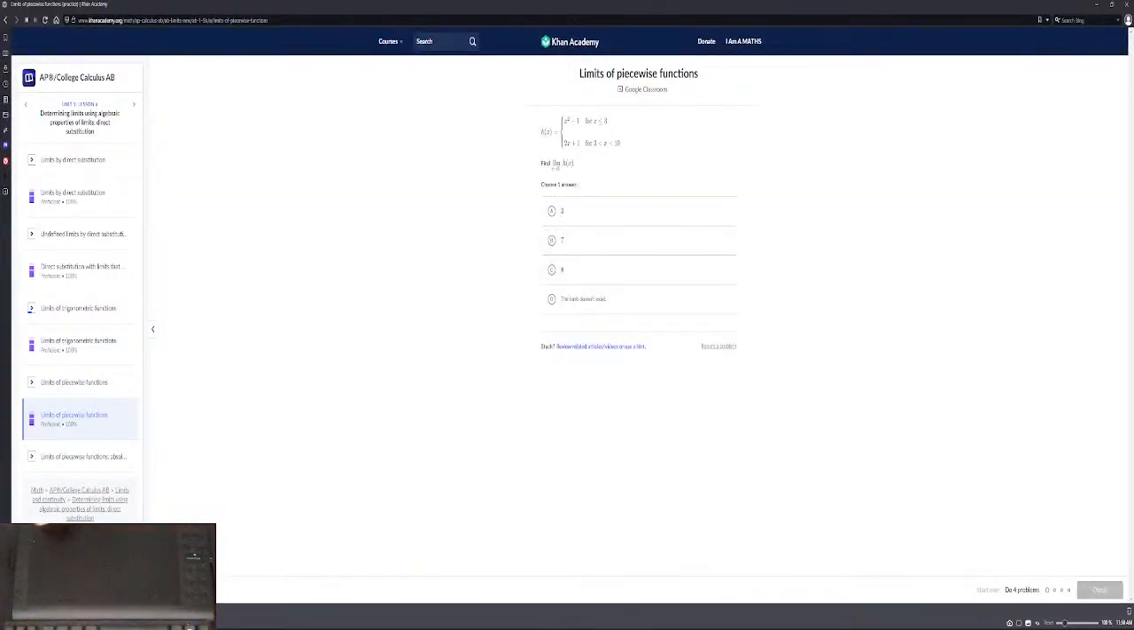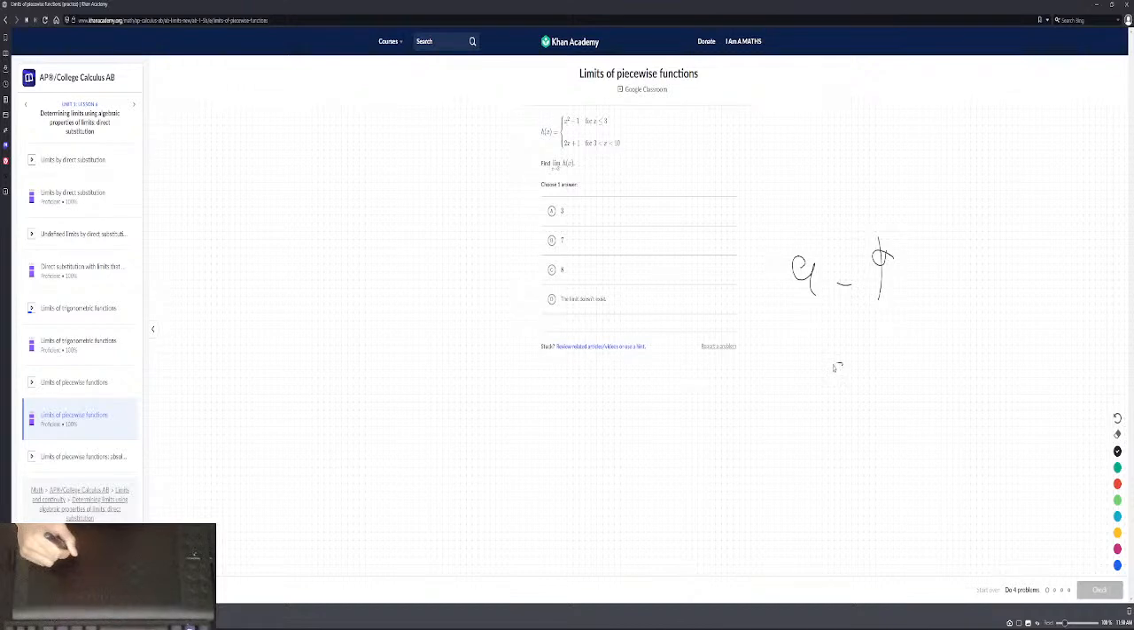Limits of piecewise functions. Alright, so since we're approaching 3 from the negative side, we're going to start from the side where x is less than or equal to 3. So that would end up being 9 minus 1, which is 8. And then after that, we do the same thing for this side. We're getting 7. It'll just be 8.